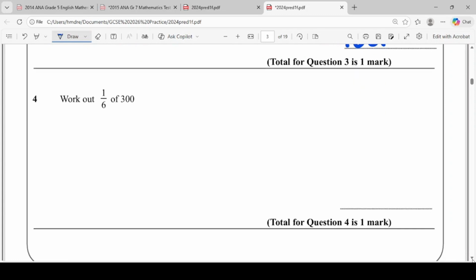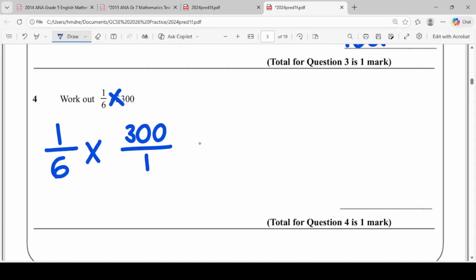Question 4, work out 1/6 of 300. And again, keeping in mind we don't have a calculator. For a question like this, I usually rewrite it. So I would say 1/6 of means times. I would always just do that. 1/6 times 300 over 1. And then we can just multiply the fractions.